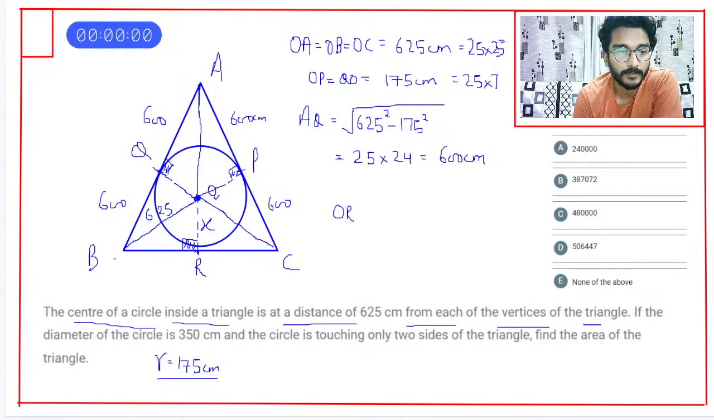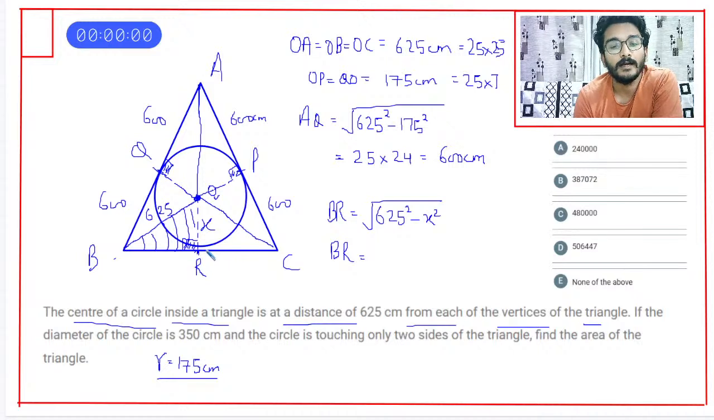तो BR क्या आएगा फिर? x टर्म्स में आ जाएगा कुछ. तो BR would be 625 का स्क्वायर माइनस x स्क्वायर. और सेम BR को मैं एक और तरीके से निकाल सकता हूँ. अभी तो मैंने BR निकाला इस ट्राइंगल में. I am finding BR in the bigger triangle also.